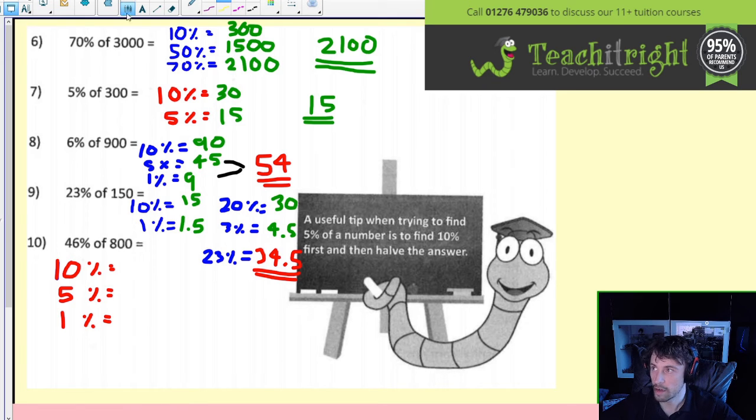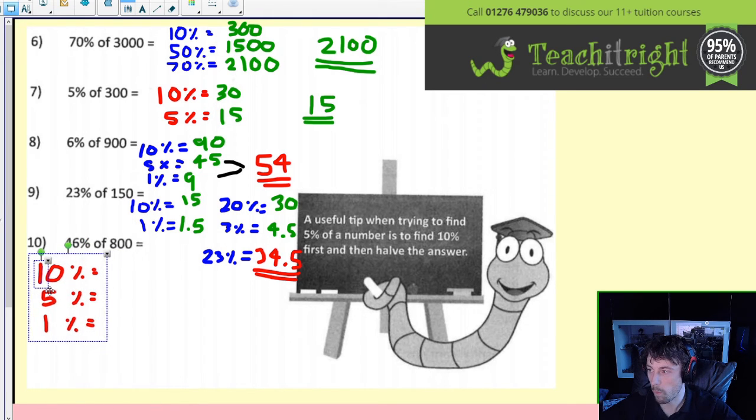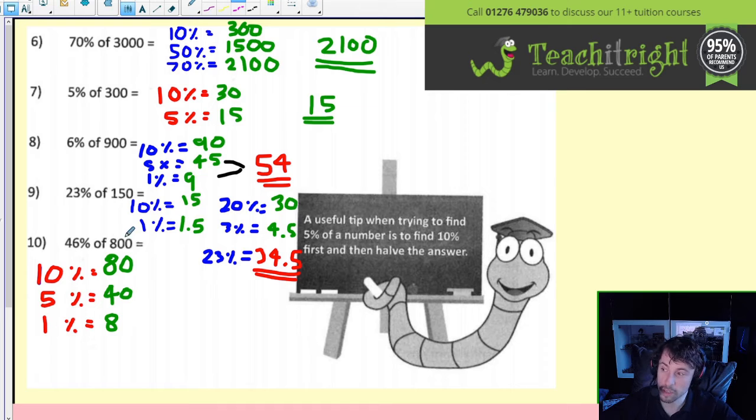And then last one, 46%, biggest one to finish on. Again though, 10% works the same way. I'm going to work out 80. From that I can work out 5% really quickly because it's just half, so that's 40. From there, 1% is going to be divided by 10. With 1%, you can either divide the 800 by 100, or you can divide the 10% version by 10, because actually if you look at the difference, it's 10 and 10. From here now, what do I need?